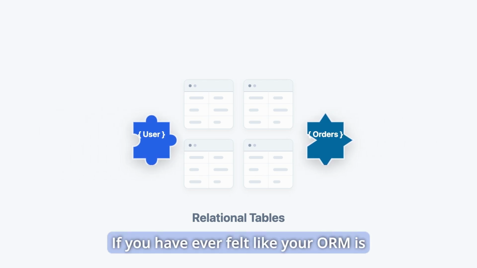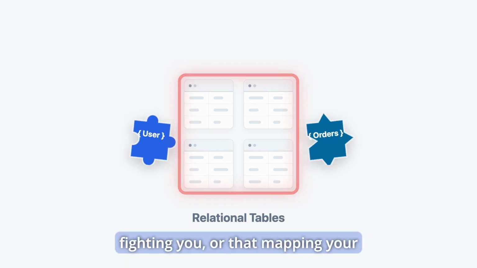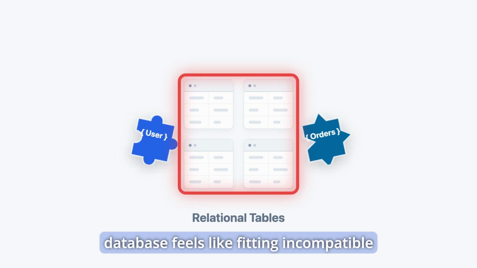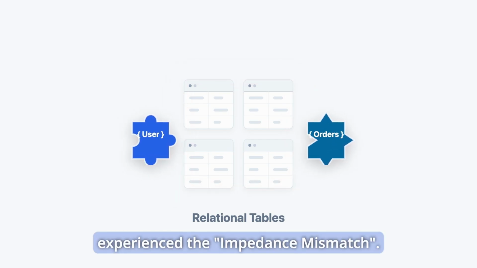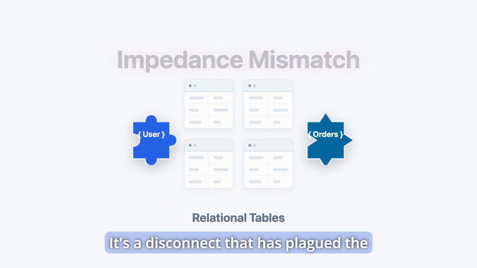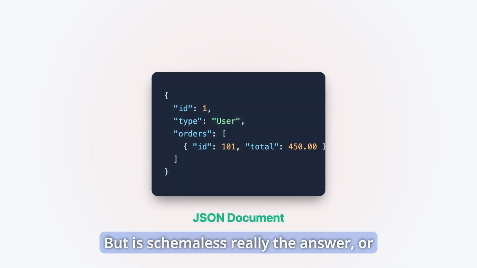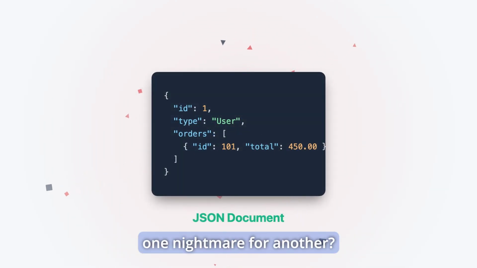If you have ever felt like your ORM is fighting you, or that mapping your application objects into a relational database feels like fitting incompatible puzzle pieces, you have experienced the impedance mismatch. It's a disconnect that has plagued software engineering for decades. But is schemaless really the answer, or are you just trading one nightmare for another?